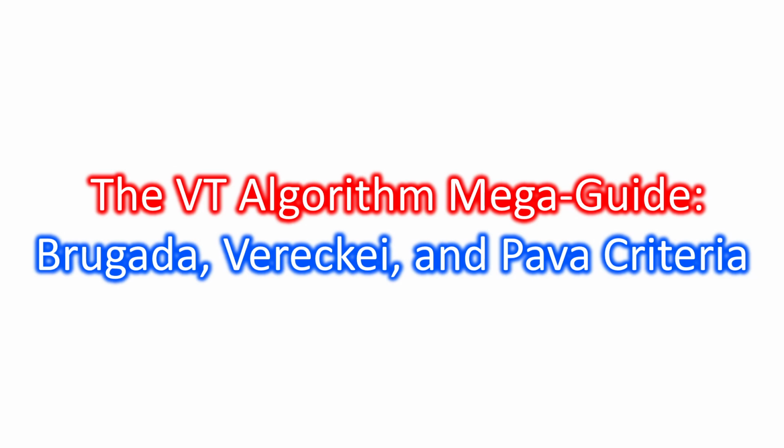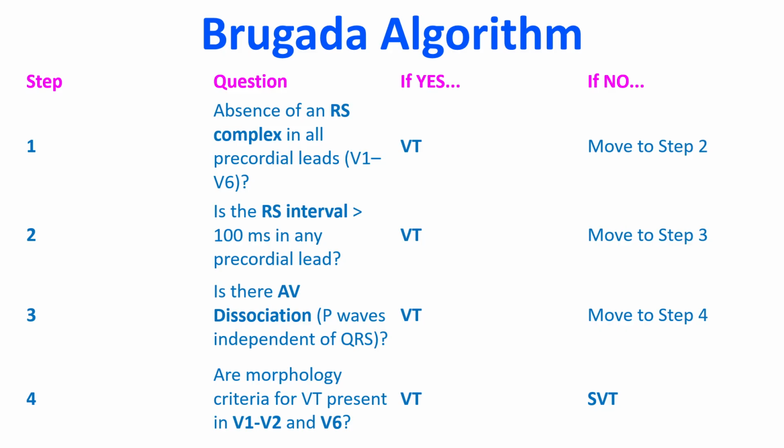Distinguishing between ventricular tachycardia and supraventricular tachycardia with aberrancy is a critical skill in cardiology. When faced with a wide QRS complex tachycardia, three important diagnostic algorithms are the Brugada, Vereckei and Pava criteria. The Brugada algorithm is a 4-step sequential decision tree.